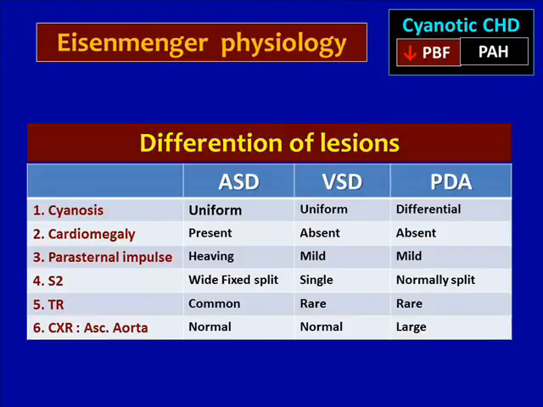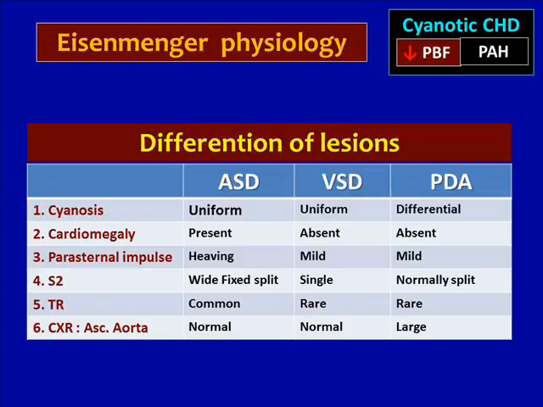Now, among the Eisenmenger lesions, how do we differentiate the common shunt lesions leading to Eisenmenger physiology? If one looks at the cyanosis, it is differential in PDA with PAH. In ASD with PAH patients, they show cardiomegaly and have a prominent parasternal heave. Now, the S2 is more useful to differentiate amongst the shunt lesions causing Eisenmenger because you get a wide fixed split of S2 in ASD.